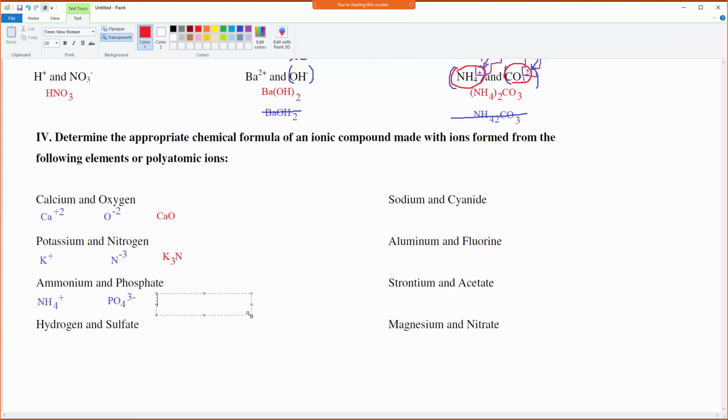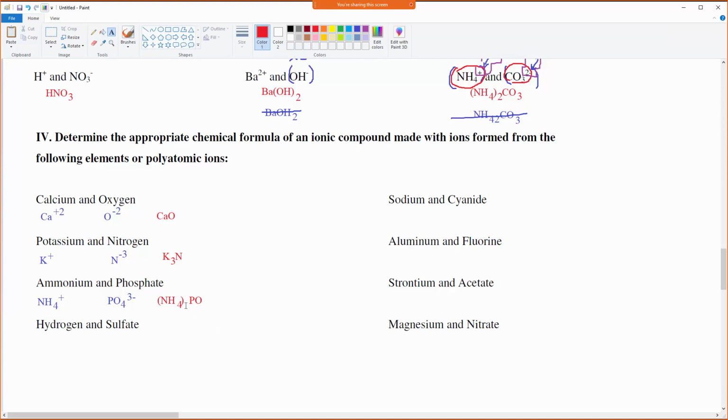Perfect. I'm going to need 3 NH4, so I have to put those in parentheses. (NH4)3PO4.